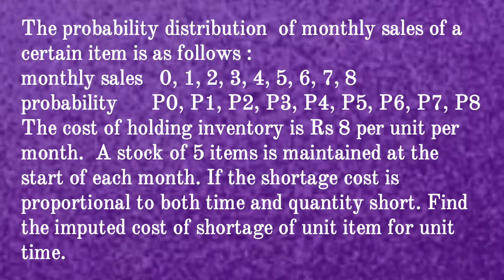A table is given for monthly sales and probability. The cost of holding inventory is rupees 8 per unit per month. A stock of 5 items is maintained at the start of each month. If the shortage cost is proportional to both time and quantity short, find the imputed cost of shortage of a unit item for unit time.